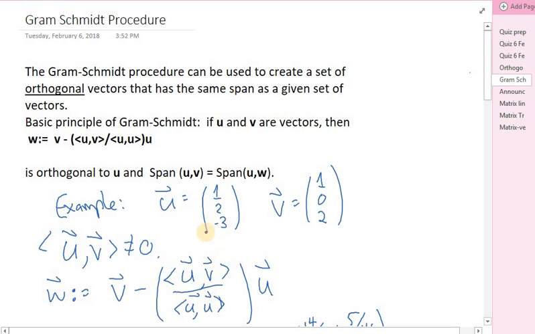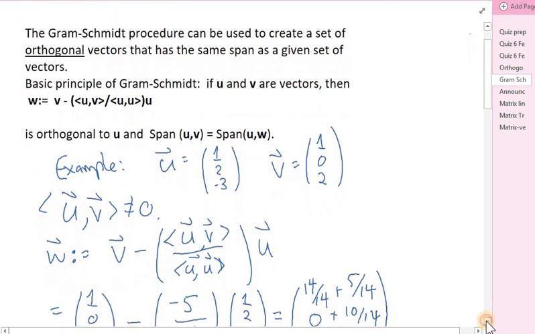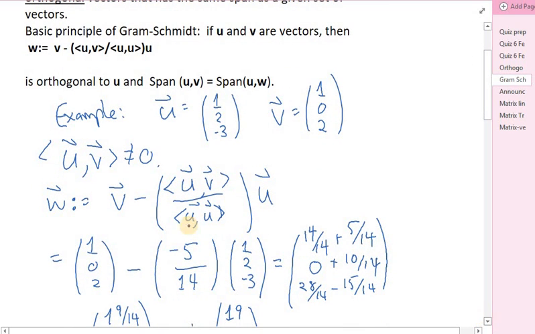But let's show with a concrete example. Here I'll take u equals (1, 2, -3) and v equals (1, 0, 2). Now it's clear that the inner product of u with v is not 0. In fact, it's 1 minus 6, or minus 5. So let's take this vector w that I defined up here. Okay? So I have to take v minus the inner product of u with v over the inner product of u with u, times u. So we just need to figure that out. As I mentioned, the inner product of u with v is minus 5. The inner product of u with u is going to be 1 plus 4 plus 9, which is 14. The minus 5 over 14 times u, so here's u here. And then let's just work this out.